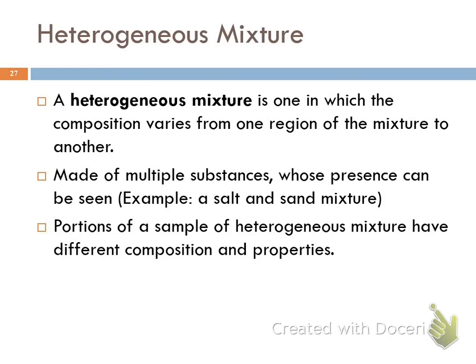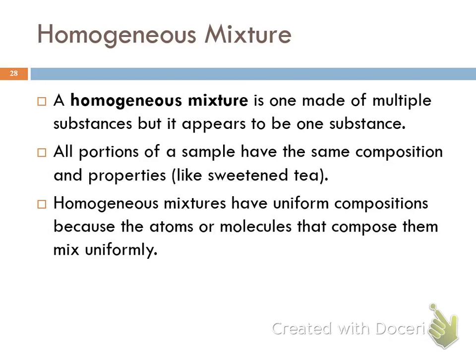It stays homogeneous. So a heterogeneous mixture has different distinguishable parts. Macaroni and cheese: there's the noodles and there's the cheese sauce. Vegetable soup: you can see the different chunks of vegetable, and there's the broth. It's heterogeneous. Homogeneous has multiple substances, but it appears to be a single substance.